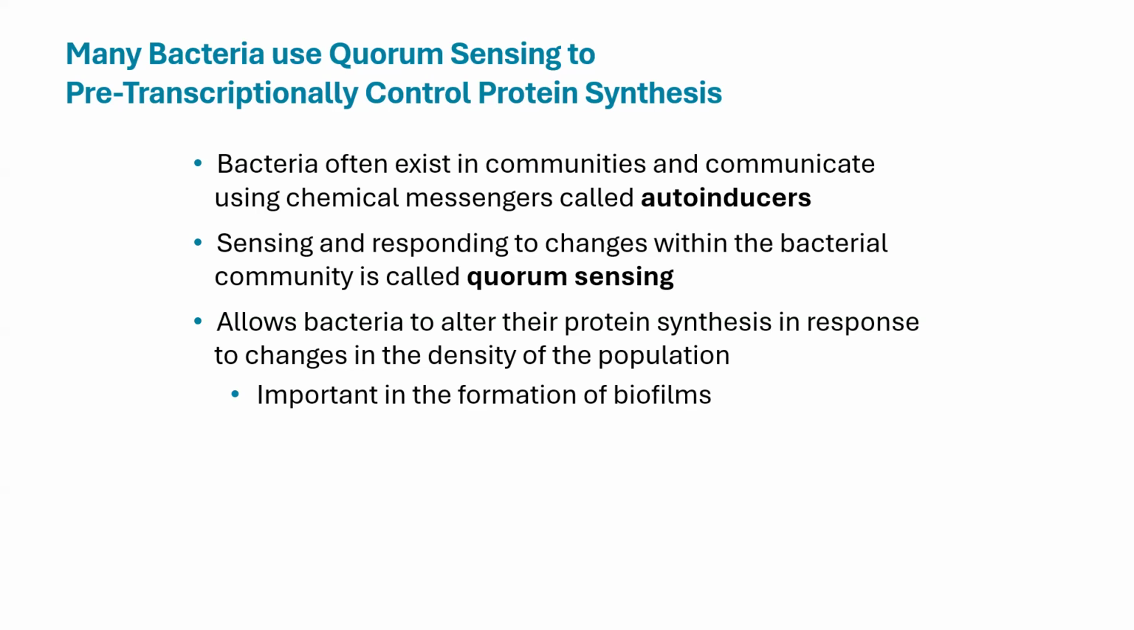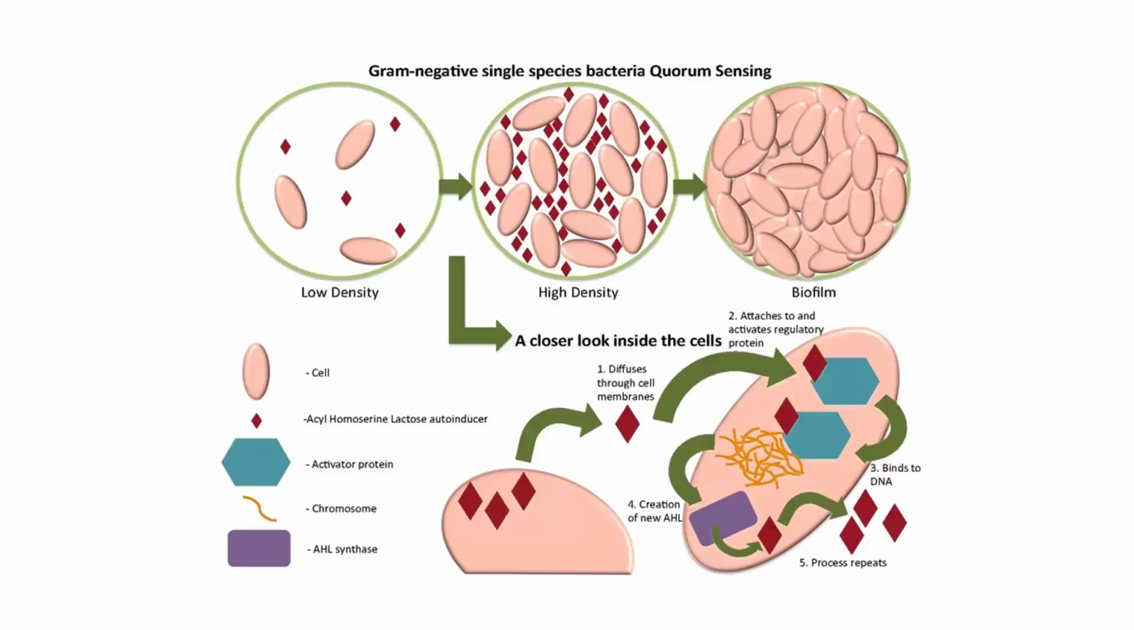A common time that this is used is during the formation of biofilms, which makes sense since biofilms are formations of groups of organisms. And here we see this visually, where in this low density environment, the autoinducer, which is this acyl homoserine lactone, is being produced, but it's not in a high enough production for them to detect it.